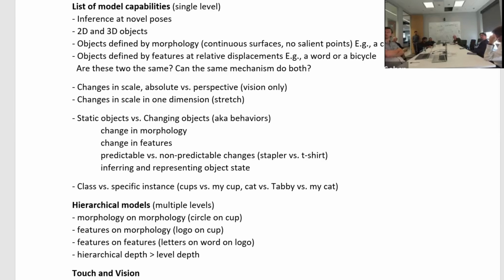Then one time I talked about class versus specific instances. So that's another problem we have to deal with. What's a cup versus my cup? What's a cat versus a tabby versus my cat, right? These are all scales on a spectrum of classification and inference. And we seem to be able to do that pretty well. We can represent specific things, classes of things, and the class of things can be broad or narrow. We can have different labels on different levels of the class. So that's another weird one.